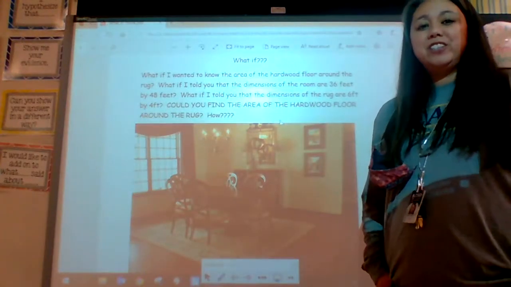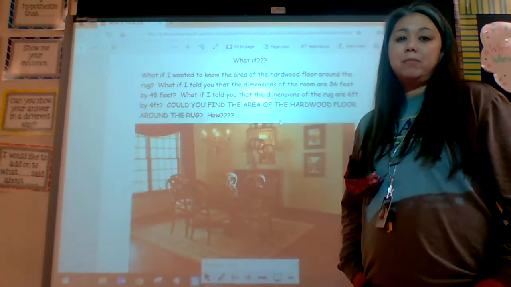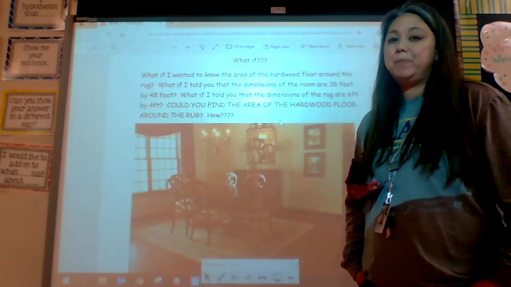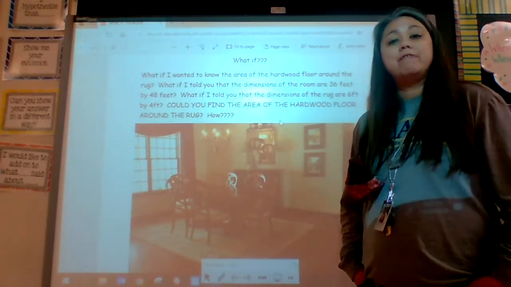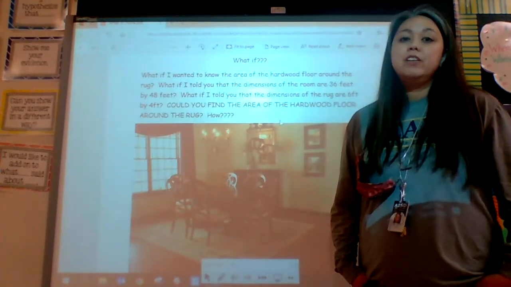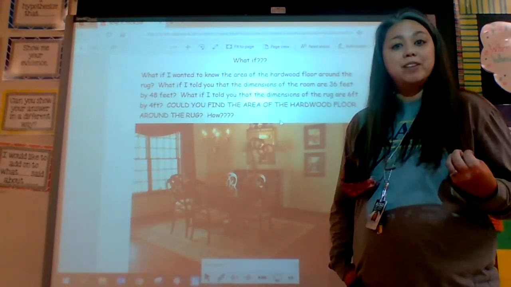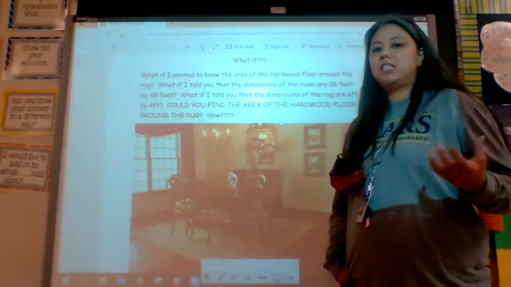Hello, boys and girls. This lesson is going to cover 4.5D, which is our problem solving with area and perimeter. By now, you've been practicing how to find area using the area formula and to find perimeter using the perimeter formulas. Now, we're going to actually put them in real-world situations where we might see them.